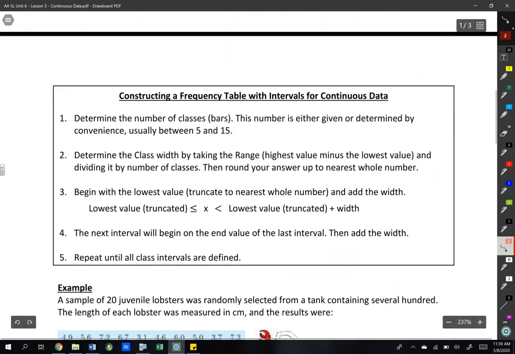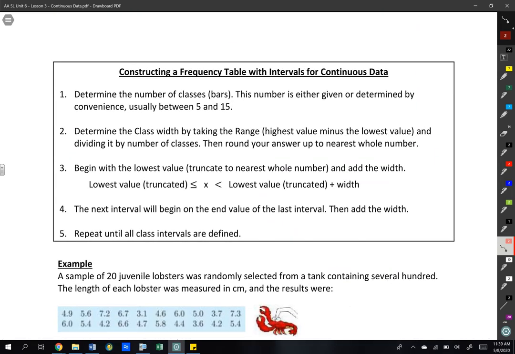Now, this is where you really need to be paying attention right here, okay? Because we are going to learn how to construct a frequency table with intervals for continuous data. So for number 1, we're going to determine the number of classes. This number is given or it's determined by convenience, and it's usually a number between 5 and 15. In the problems that we do, I will tell you how many classes to use.